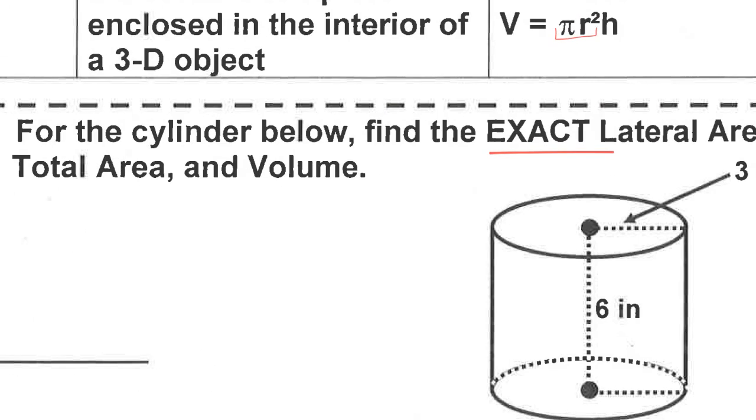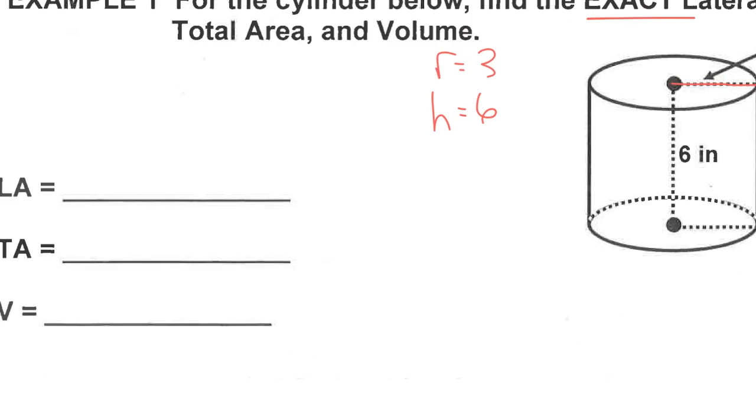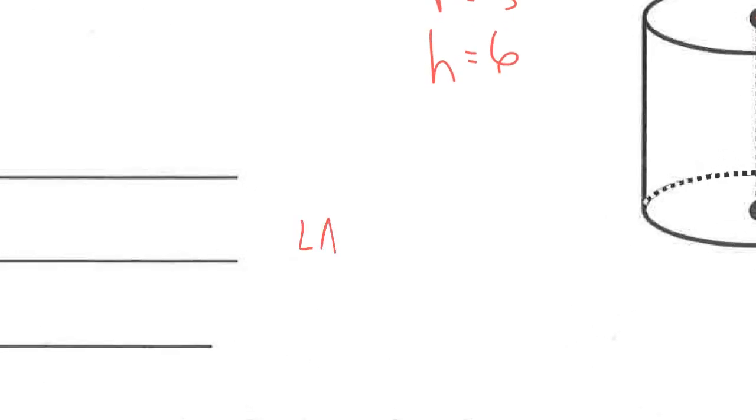So, 2 things we need to find. First, the radius. Well, luckily, it gave it to us this time. It looks like it's 3 inches. And we need the height of the cylinder. Looks like in this case, they gave it to us as 6. Now it's just about throwing it in the equations and solving. So we're going to start with lateral area. Lateral area is 2 pi r h, so 2 pi times the radius times the height.